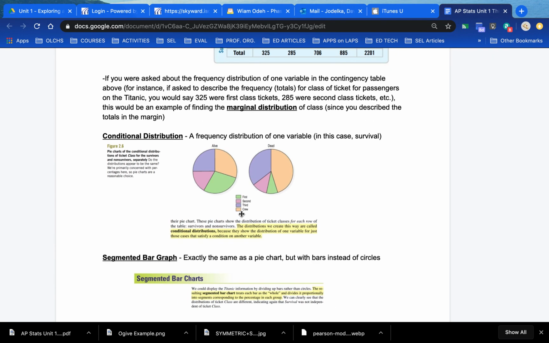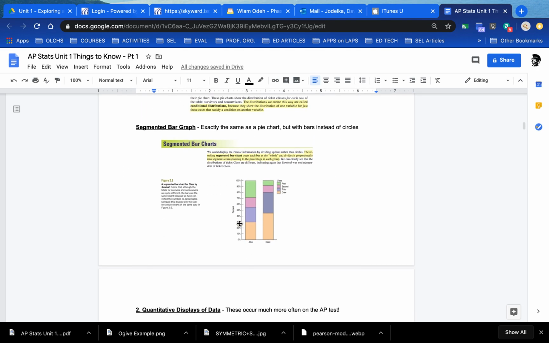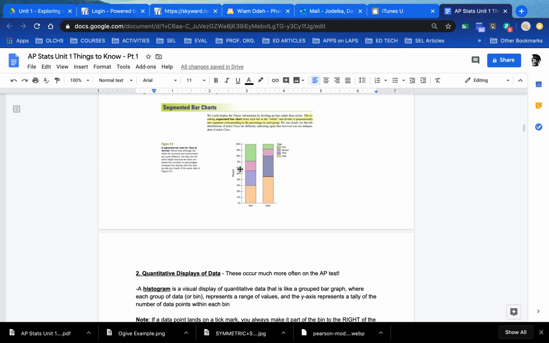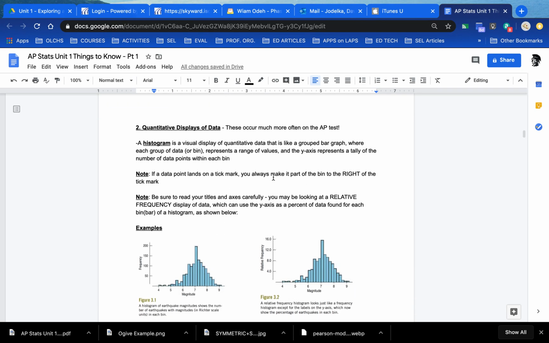So again, that was all categorical. Again, just really wanted to stress the idea of relative frequency, meaning percentage of the whole. That'll come up later in this video. Now, quantitative displays. This is what you see much more often. This is where a lot of our Unit 1 material came from.